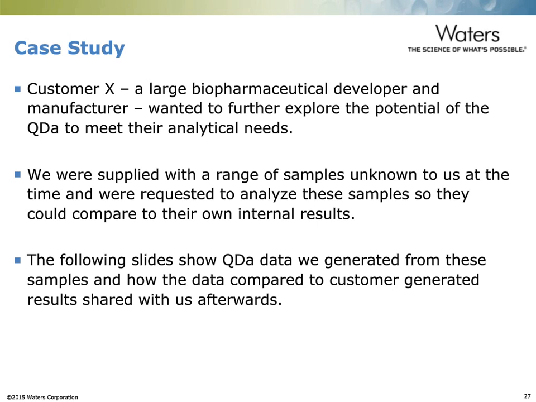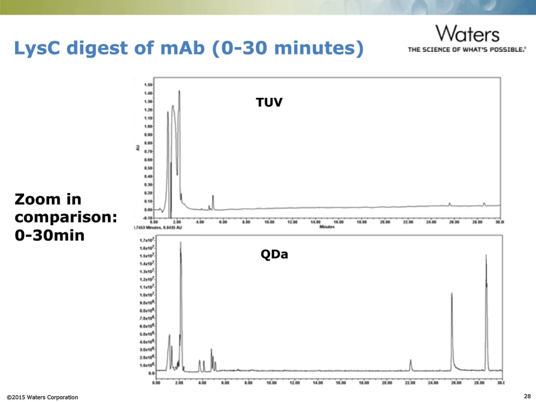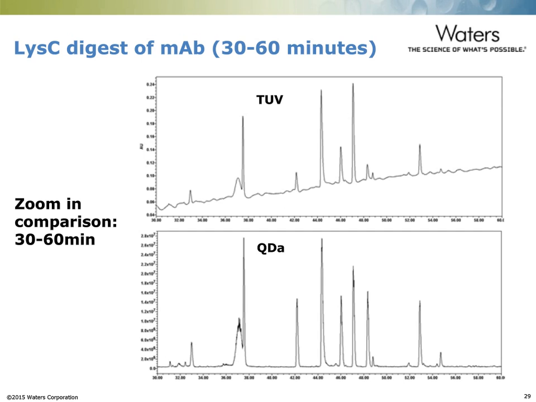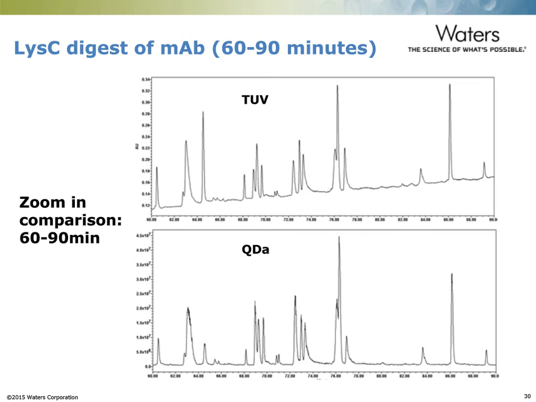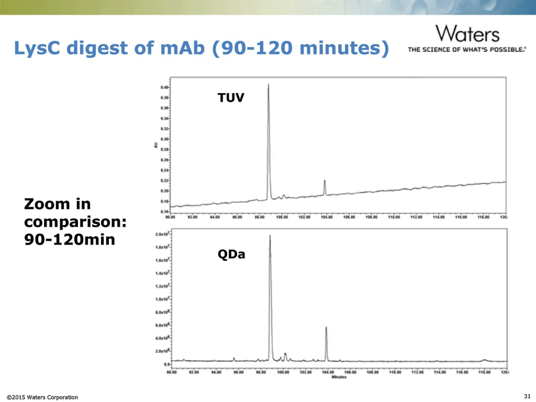The first is a comparison of a peptide map, looking at the TUV trace versus the QDA trace. You can see here, if we look at the first 30 minutes of this lys-C peptide map, for each of the components within the TUV, we have a corresponding signal within the QDA. Similarly, as we move into the latter part of the gradient at 30 to 60 minutes, each of the peaks has a partner. Again, at 60 to 90 minutes between the TUV and the QDA, there's very good agreement. And then finally, as we get to the end of the separation, at 90 to 120 minutes, good correlation between the optical and the QDA.